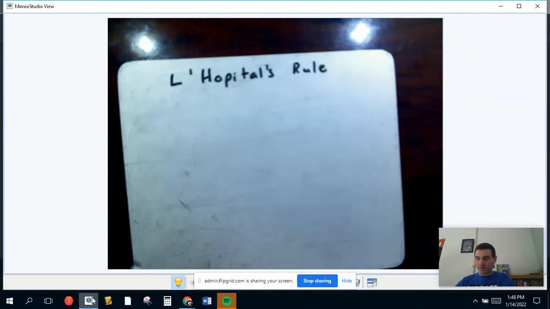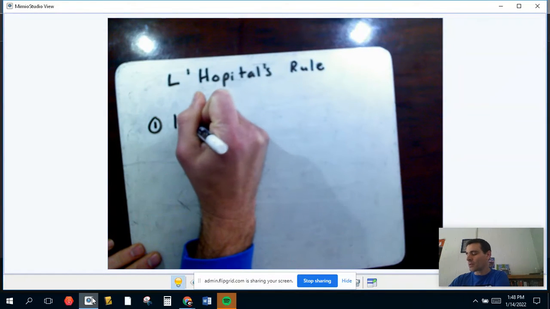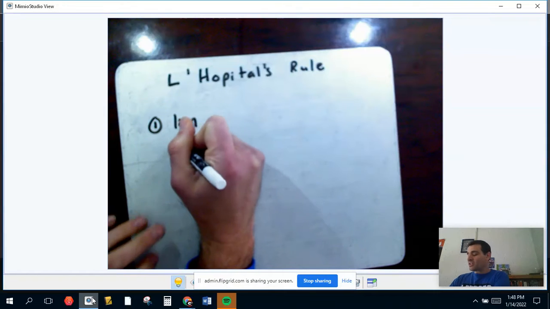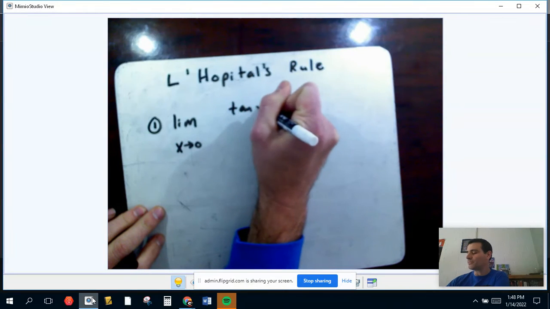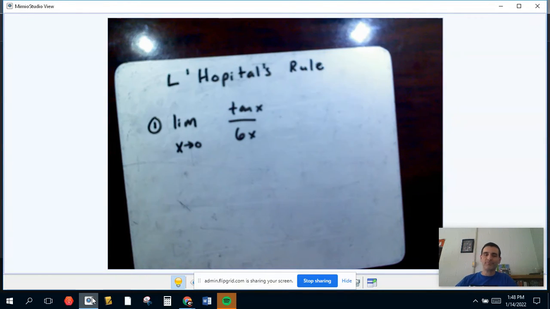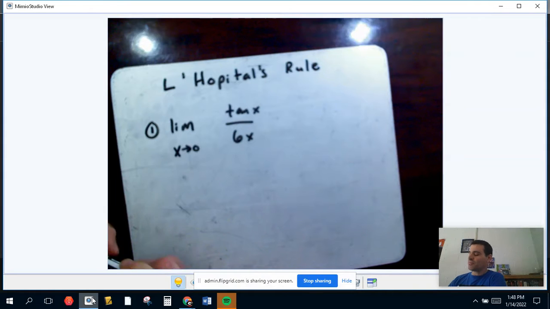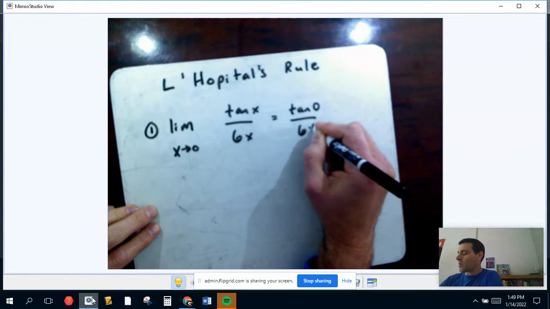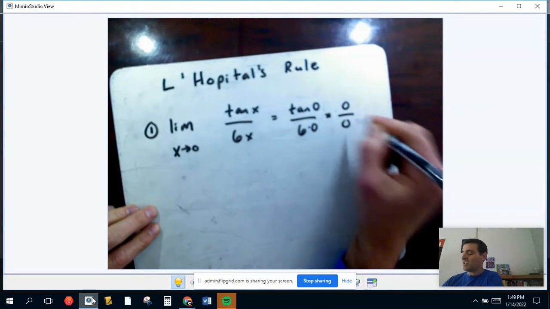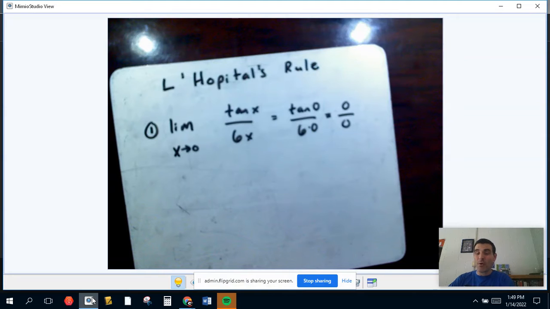So here's an example. Say we're trying to find the limit as x approaches 0 of tangent of x over 6x. Okay, so when you do a limit, generally you just plug numbers in. But when you do that, you get 0 over 0. It's called an indeterminate form. It's not really 0 over 0. It's a number very close to 0 divided by another number very close to 0, and we don't know at what ratio they're approaching 0. So it tells us absolutely nothing.